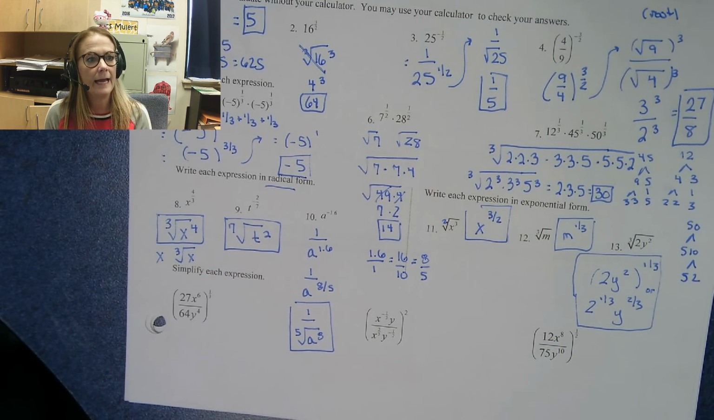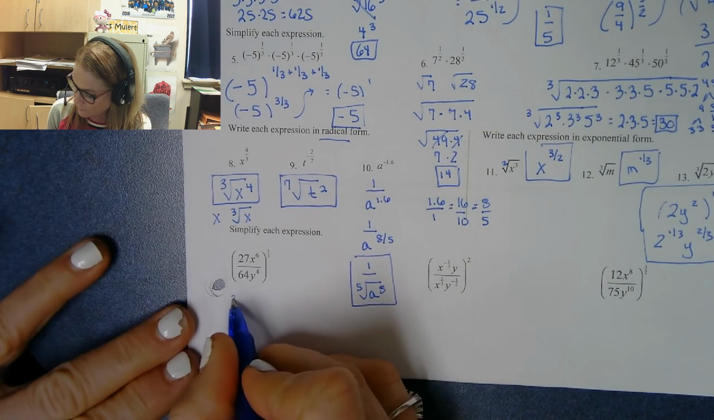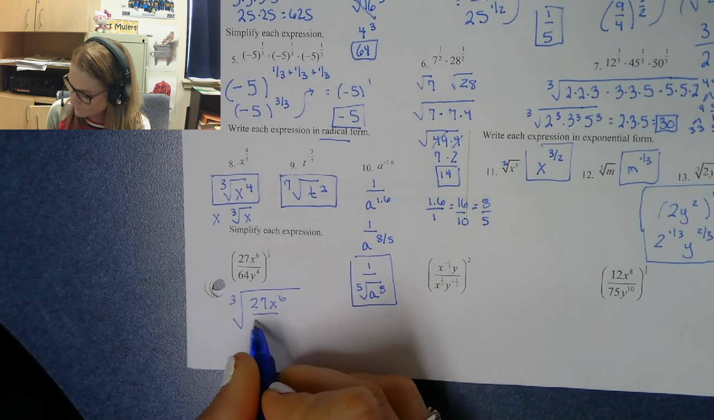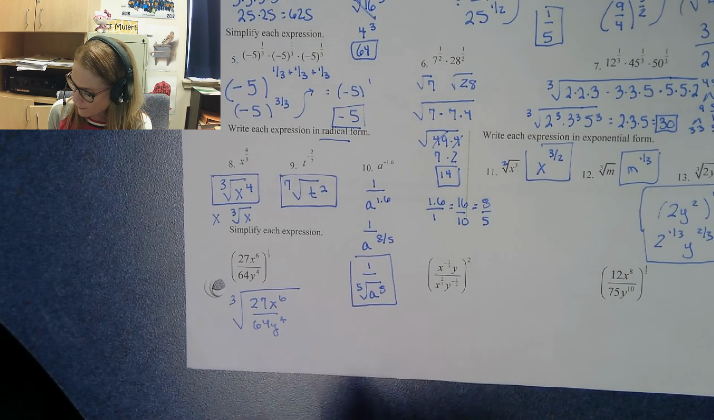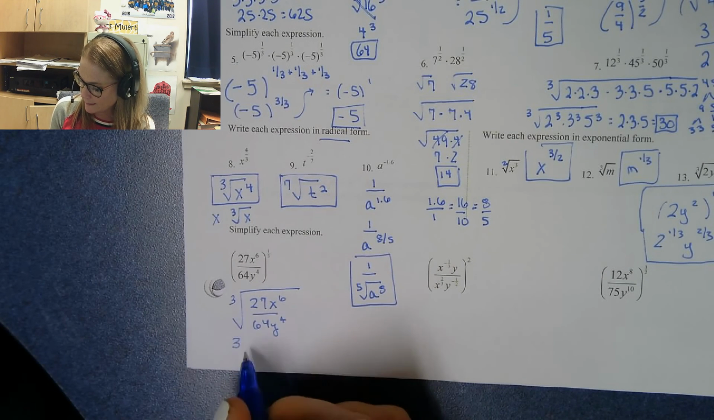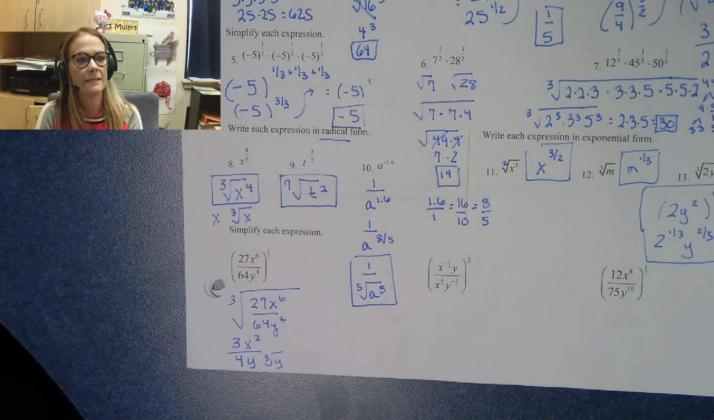Okay, and then the last 3 here, some simplification. So this is just a big cubed root because it's to the 1/3, so we're just going to take the cube root of all of this. All right, so the cube root of 27 is 3. 3 goes into 6 twice. Cube root of 64 is 4. And 3 goes into 4 once with 1 left over. Okay, so there's that. That's all the cubed root pieces.